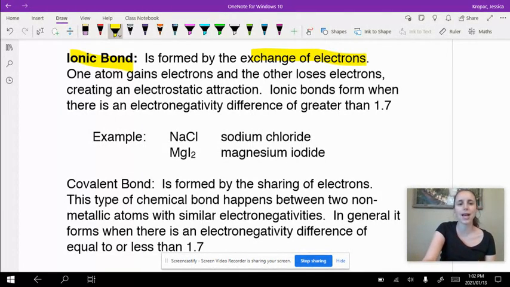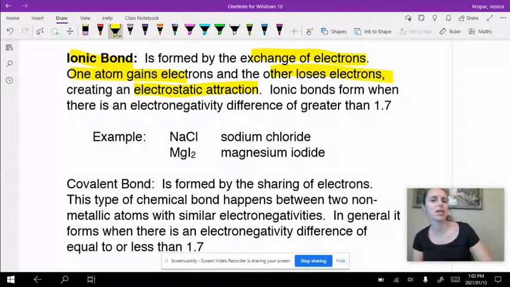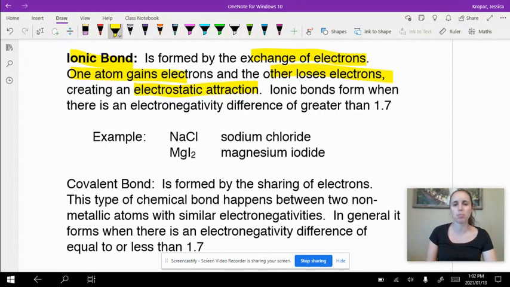So essentially what's going to happen is one atom is going to gain, the other is going to lose an electron. That's going to make one positive. That's going to make one negative. So essentially, that's going to form what we call an electrostatic attraction. So we're going to have one positive, one negative that are attracted together. Ionic bonds form when there's a really big difference in electronegativity. The difference has to be greater than 1.7.